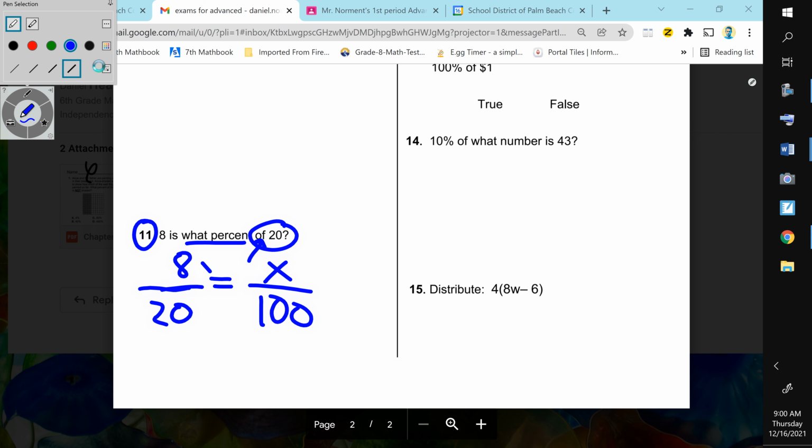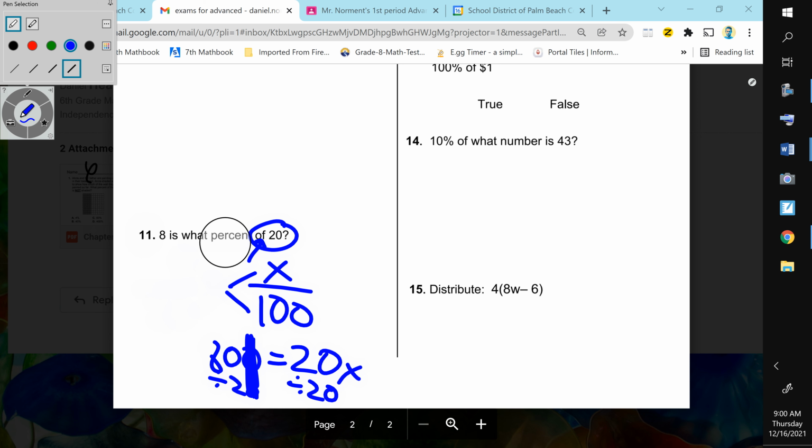And then you've got to cross multiply. 20 times x. And then you're going to need to divide both sides by 20. And if you suck with long division, sorry, but here's your hint. Get rid of the zeros, and 80 divided by 2 should be a lot easier for you. So do 80 divided by 2.